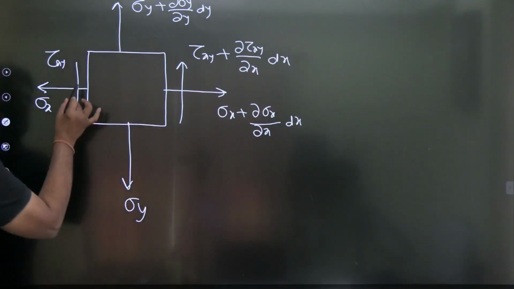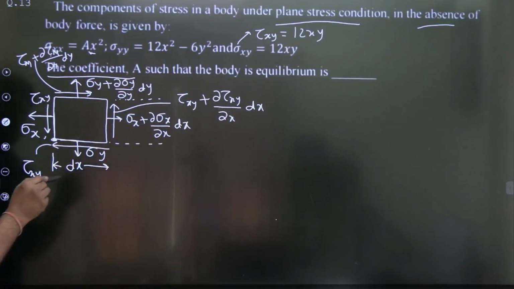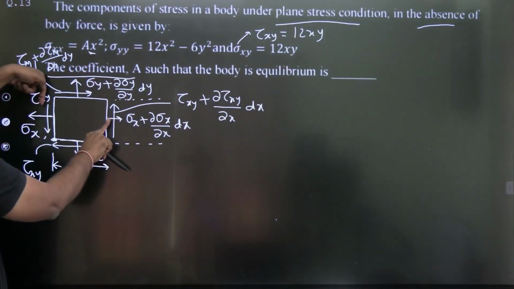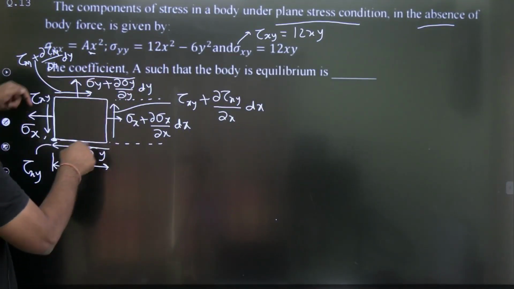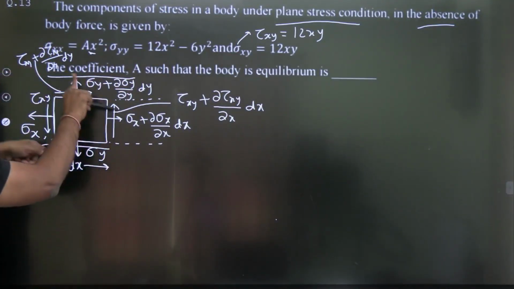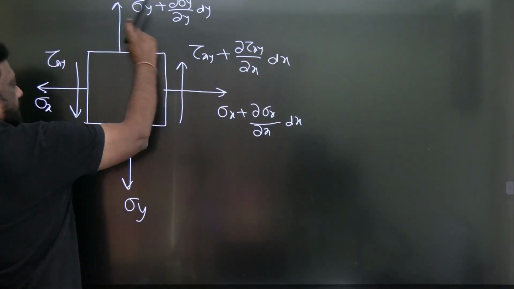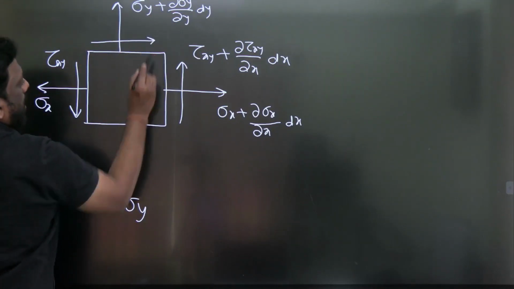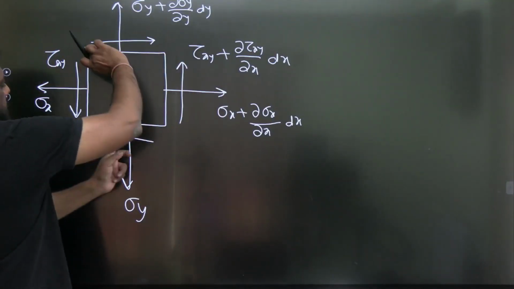Very good. And if this is anti-clockwise, then this has to be clockwise. I repeat, very important: if this is anti-clockwise, the complementary shear has to be clockwise. Down and up is anti-clockwise, so this has to be clockwise. Correct? Wonderful, sirs.